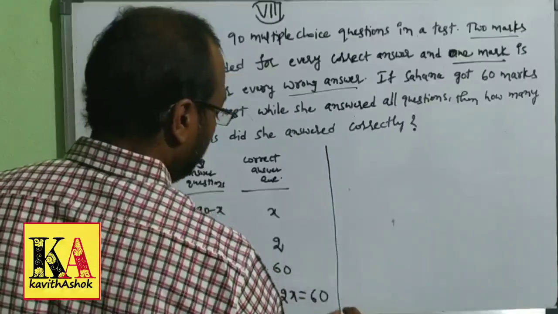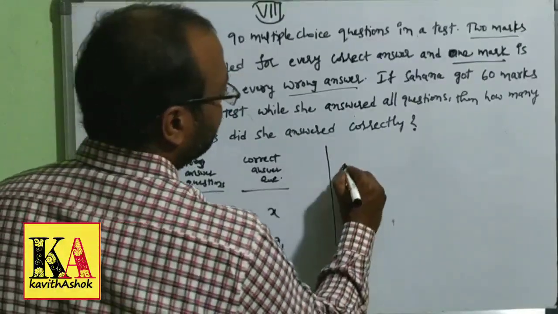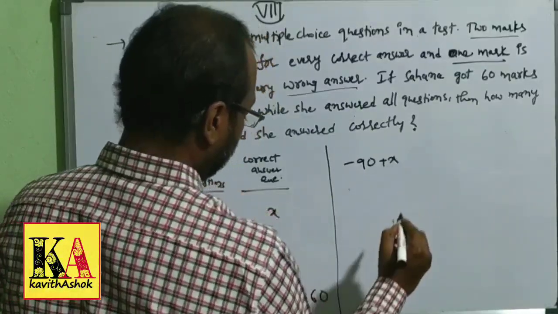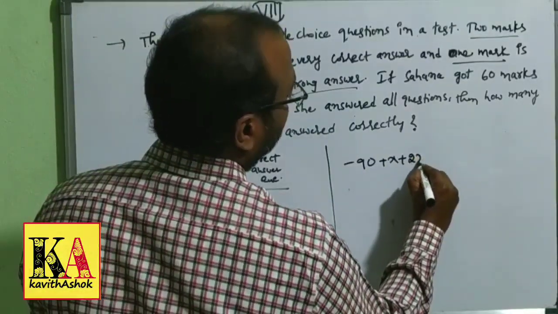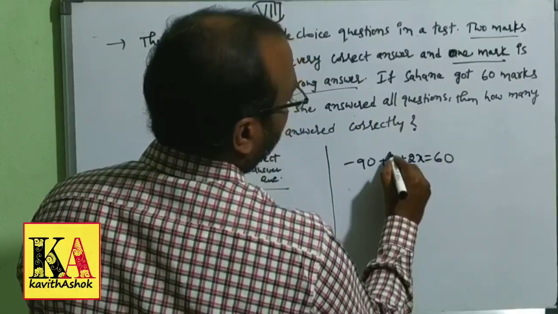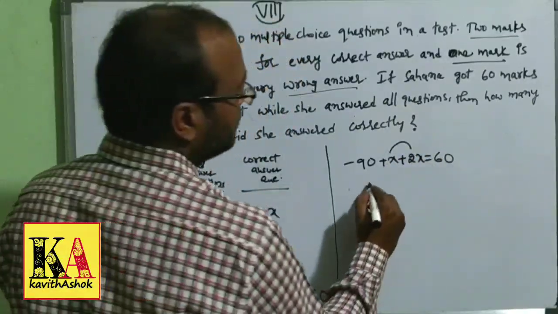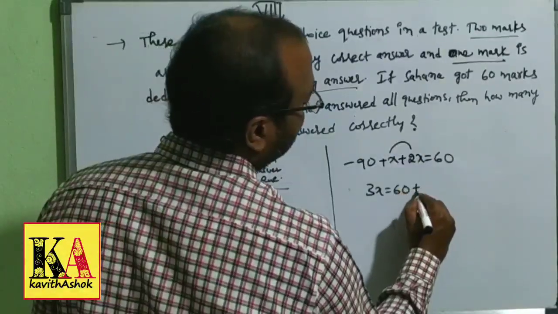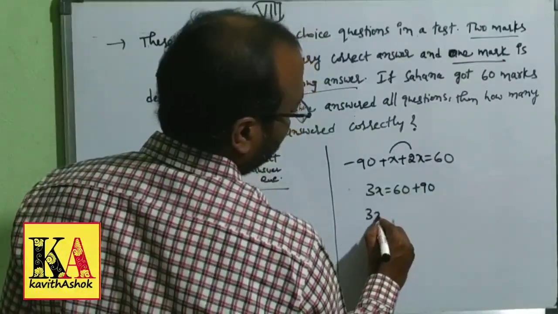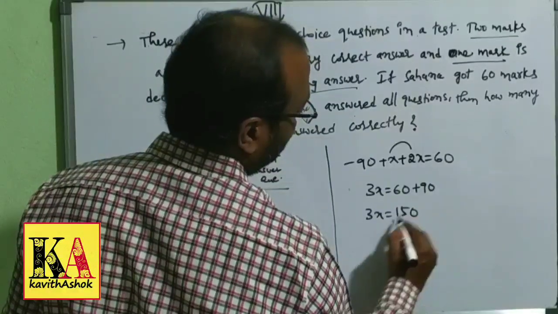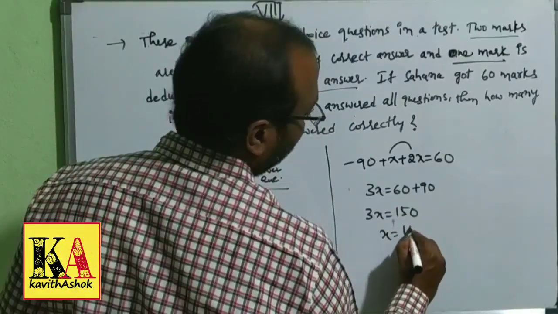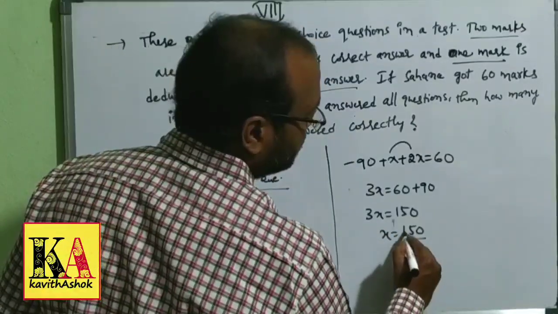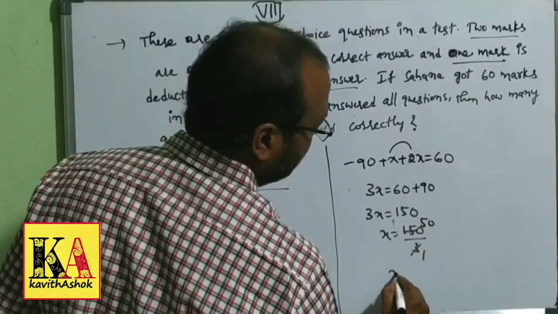Now, minus 1 into 90 is minus 90. Minus into minus plus x, plus 2x is equal to 60. 2 apples plus 1 apple is 3 apples, means 3x, 60. If you take minus 90 to the right part, plus 90. 3x is equal to 150. X is equal to 150 by 3. Why? Because into 3 will become by 3. 3 1s are 3, 3 5s are 15, 50. So x is equal to 50.